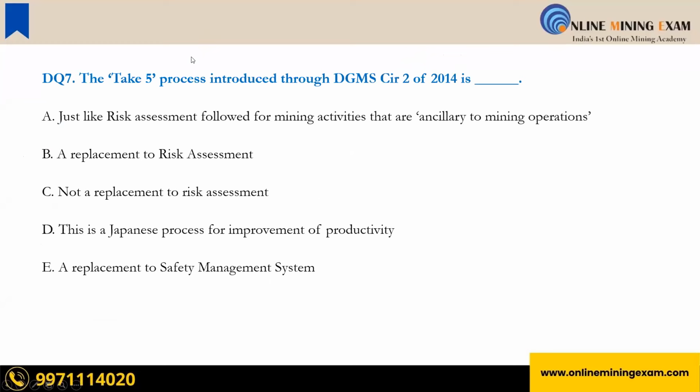So this is the question number 7 which has been asked in the DGMS exam. The Take 5 process introduced through DGMS circular number 2 of 2014 is: just like risk assessment followed for mining activities that are ancillary to mining operations; a replacement to risk assessment; not a replacement to risk assessment; this is a Japanese process for improvement of productivity; a replacement to safety management system.